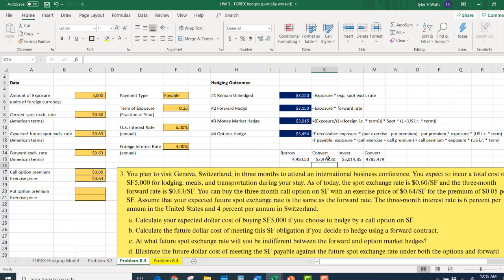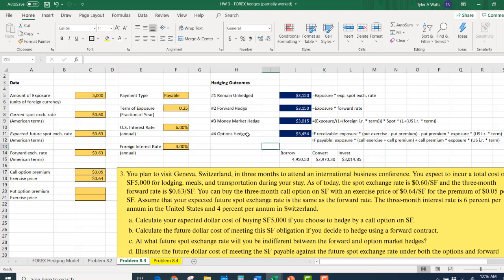So that looks more attractive. 2,970 looks better than any of these, but we have to realize that the 2,970 has an opportunity cost, and in this case the opportunity cost is at this higher US interest rate, so we could have invested that at 6% US interest. So that's what I'm calculating right here. So the total cost of that is only $3,015. Now here that still looks more attractive than the 3,150 using the forward market.